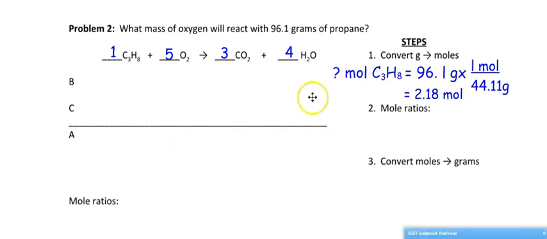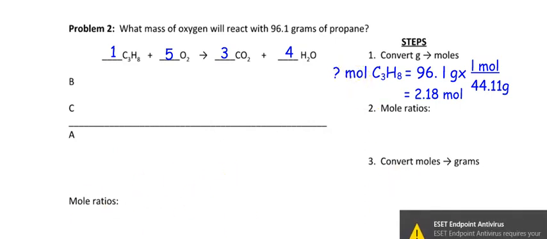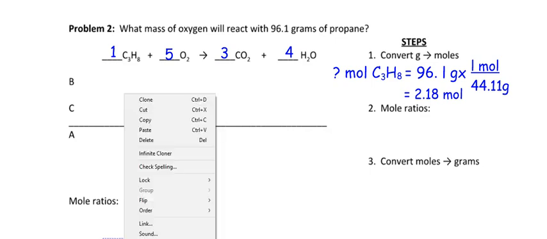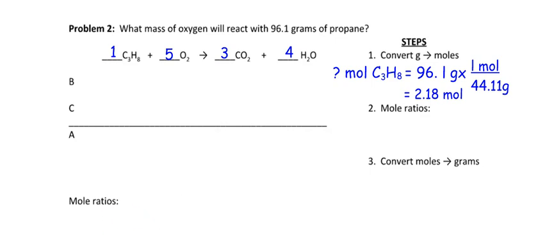All right, so how'd you do? Let's try this again. So I'm trying to find question mark moles of my propane. I'm given 96.1 grams of propane. Look at the molar mass for a minute. I thought that was carbon dioxide, but it's not. It's the propane molar mass. I got 2.18 moles. So where do I put that 2.18 moles? That's how much I actually start with, isn't it? So I'm going to put that right here.